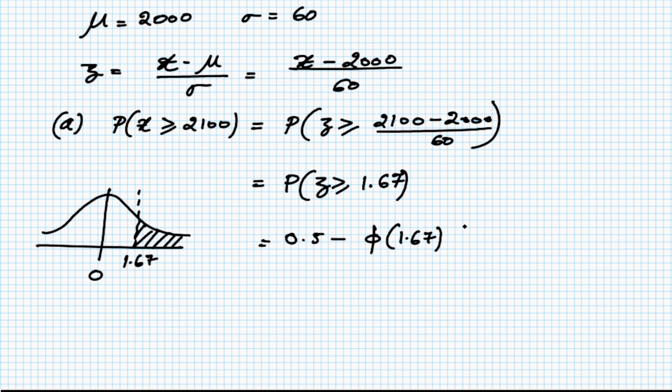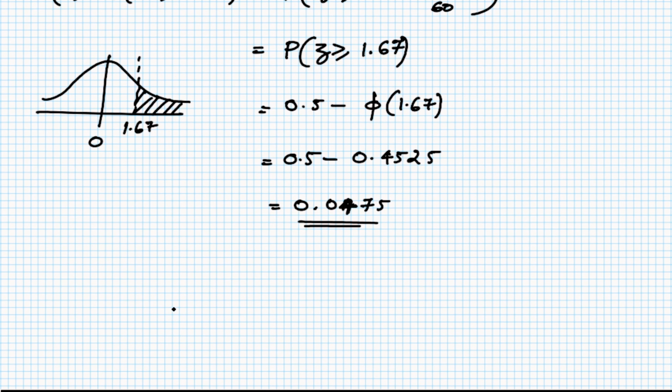Hope this is fine. So use a table. 0.5 minus phi of 1.67 is 0.4525. Right? So that gives you a value 0.0475. This is a probability.